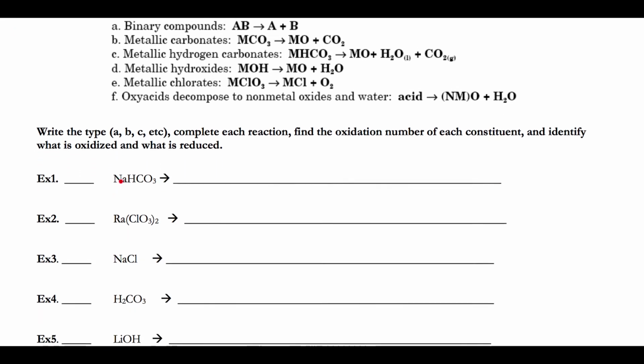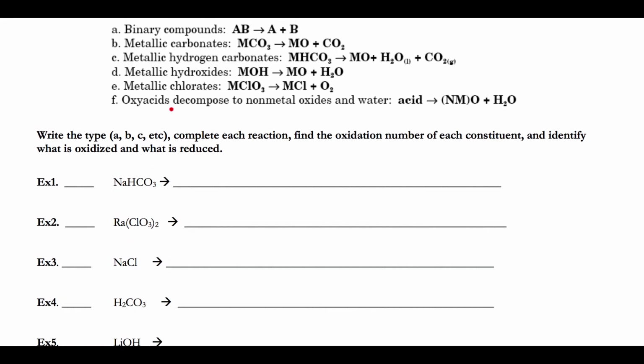Now I'm going to show you them in action. So for example 1, I have NaHCO3. So if you look at all your different options, notice this is going to be a type C. I've got a metal with hydrogen carbonate. This is a type C. So my products will be my metal, which is Na, crossed with oxygen. So I'm going to have to cross sodium, which has a +1 charge, with oxygen, which has a 2- charge. So when I cross my charges, this becomes Na2O.